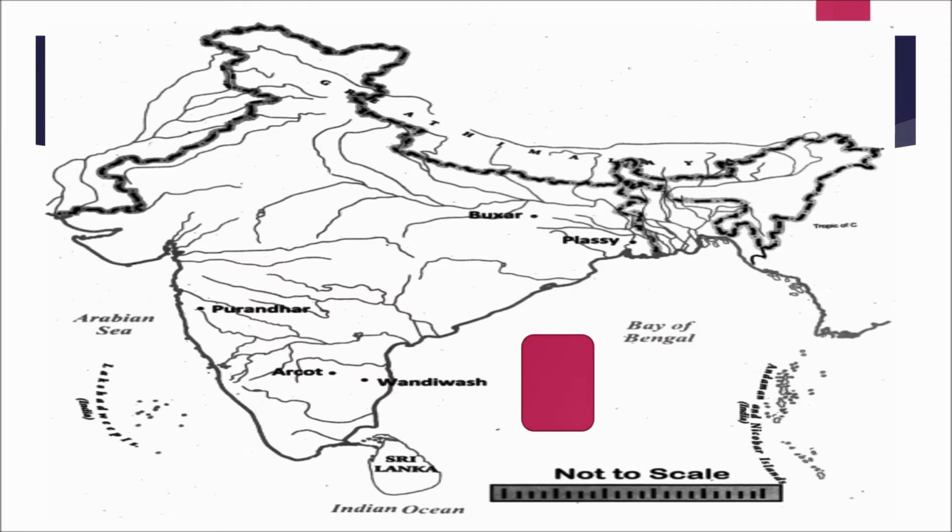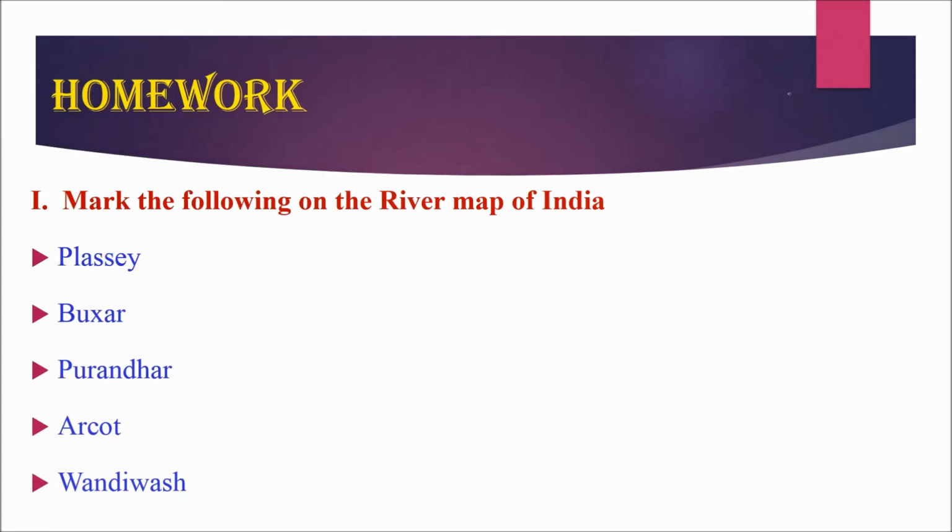So students, now look at the river map of India. Here we can see Buxar, Plassey, Purandar, Arcot and Vandi Wash. Students, for your homework, you have to mark the following on the river map of India like Plassey, Buxar, Purandar, Arcot and Vandi Wash.